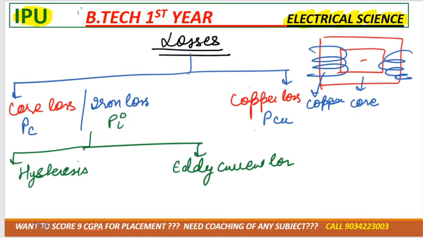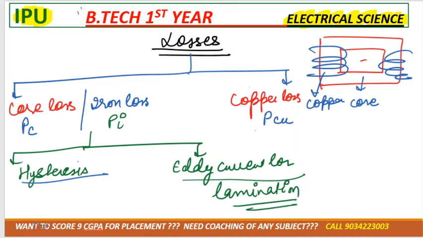So now how can we reduce the hysteresis losses, or how can we reduce the eddy current losses? If we use lamination in the material, that will reduce eddy current losses. If we use silicon steel material instead of iron material, that will reduce losses.